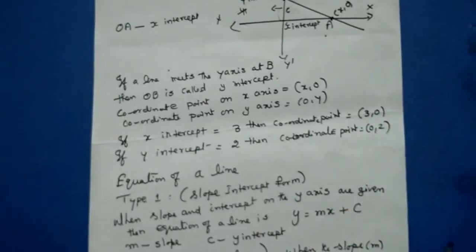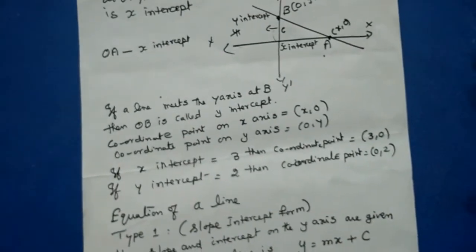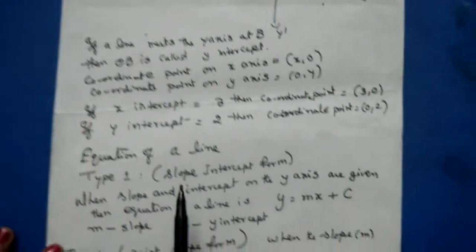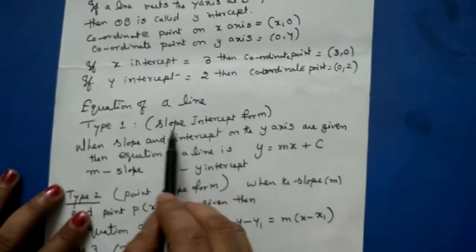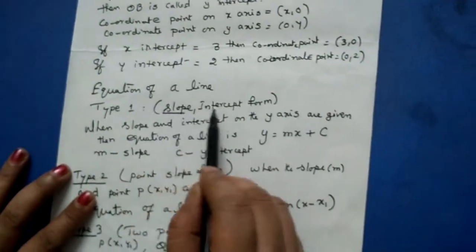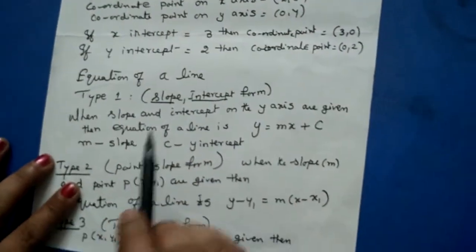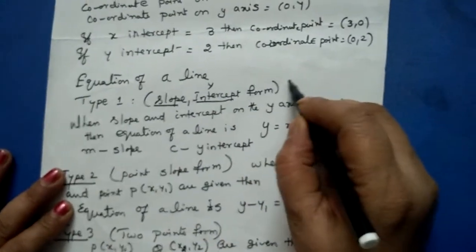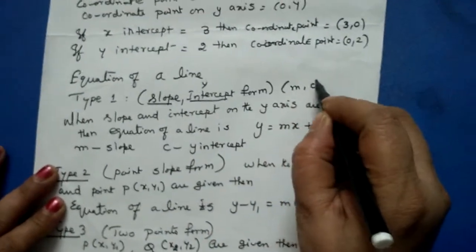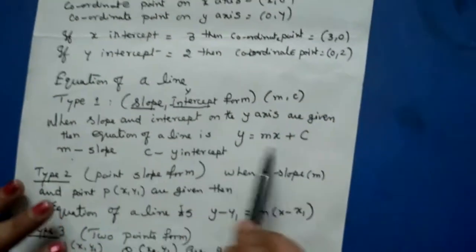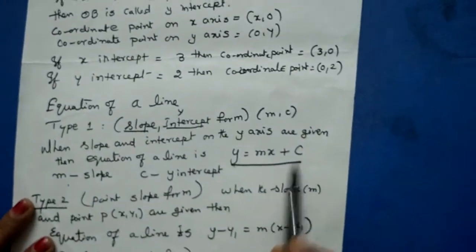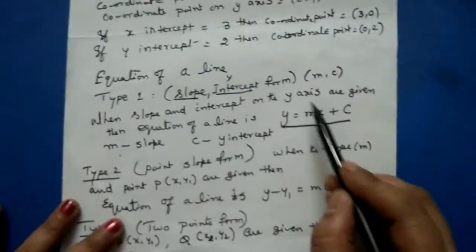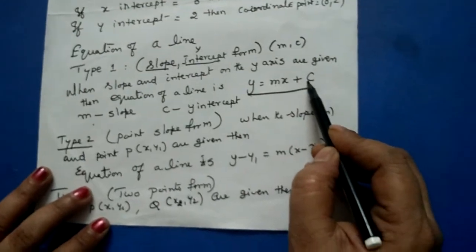Okay, now how to make the equation of the line? There are 3 types of that. Type 1, slope intercept form. The name itself says it: slope is given, y-intercept is given. This y-intercept is represented by C. So you can take it as m comma c. Both are given. Then the equation is y is equal to mx plus c, where m is the slope and c is the y-intercept.